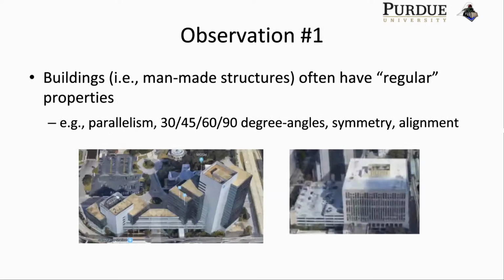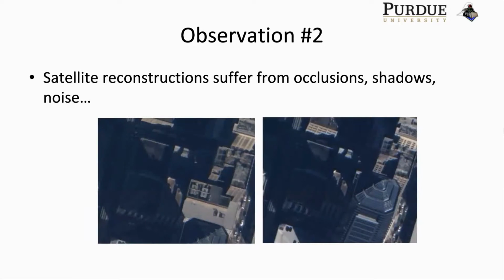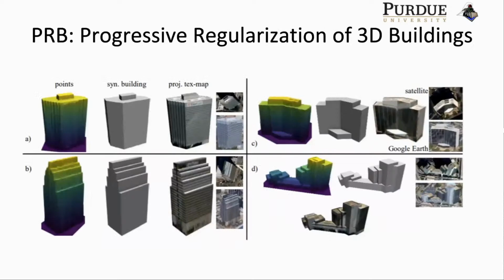Our work is enabled by two observations. First, buildings and other man-made structures often have regular properties, such as parallel walls, fixed degree angles, symmetry, and alignment. The second observation is that, while satellite imagery can be used for large-scale reconstructions, the results typically suffer from occlusions, shadows, noise, and incomplete coverage. In spite of these challenges, our method automatically creates lightweight procedural buildings from satellite-based point clouds.